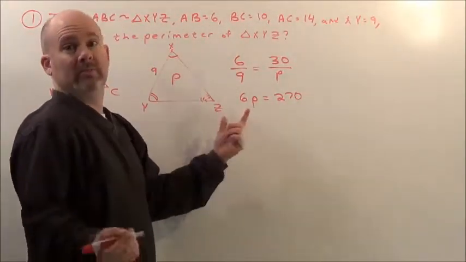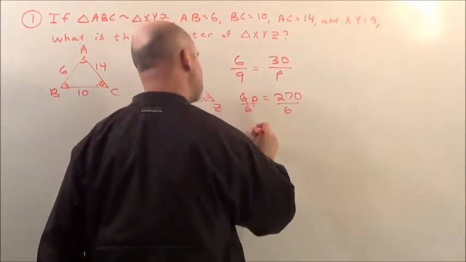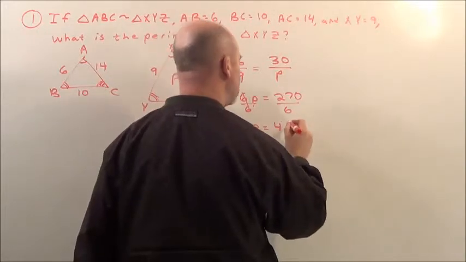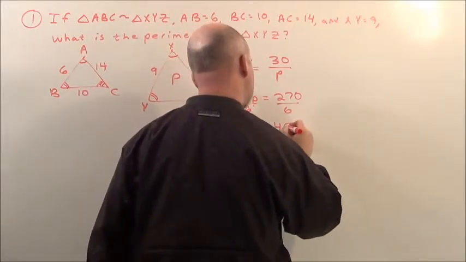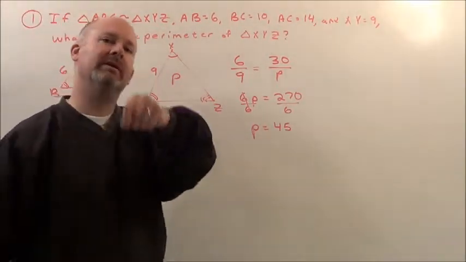All I got to do now, divide by 6. 6 goes into 24, 4, 30 left over, 45. Comes out pretty. This guy's perimeter is 45.